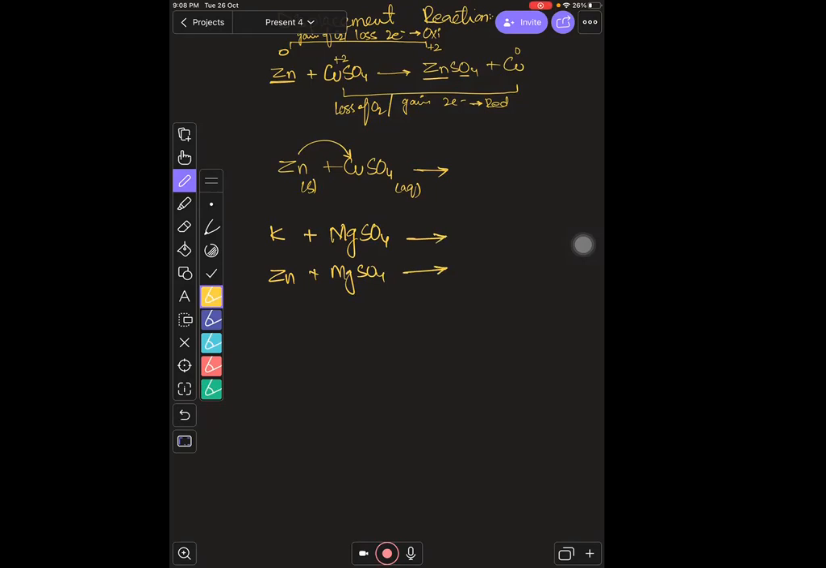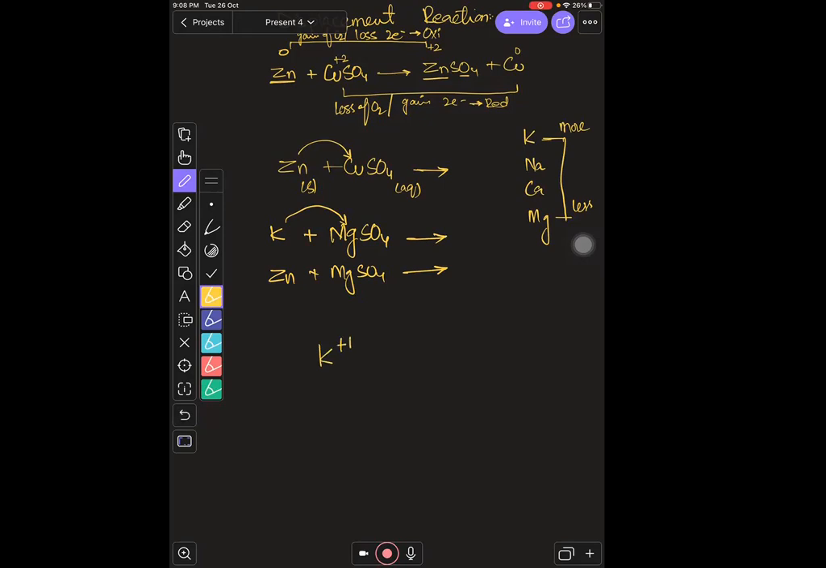One is potassium with magnesium sulfate, and the second one is zinc with magnesium sulfate, right? If you learn the reactivity series, you will get to know that potassium is more reactive than magnesium. It is more reactive and magnesium is less reactive, right? So that means potassium can displace magnesium.